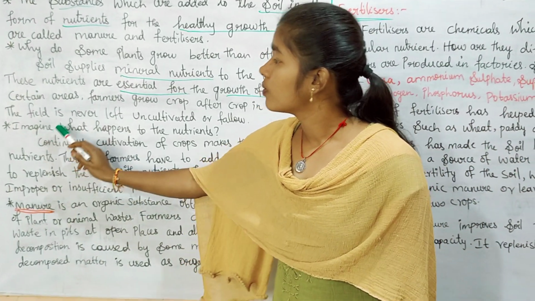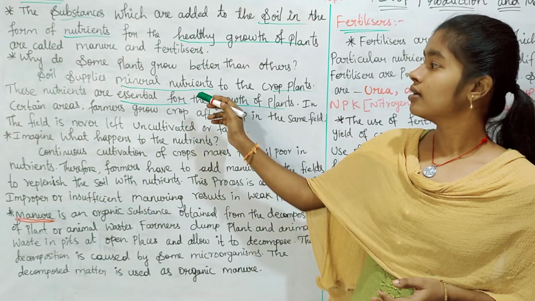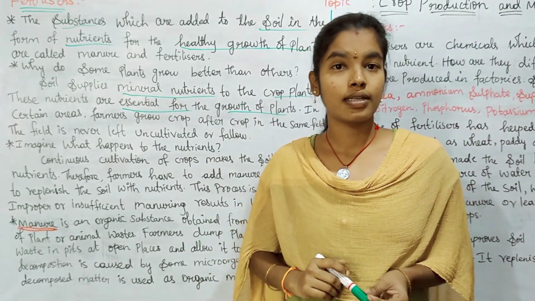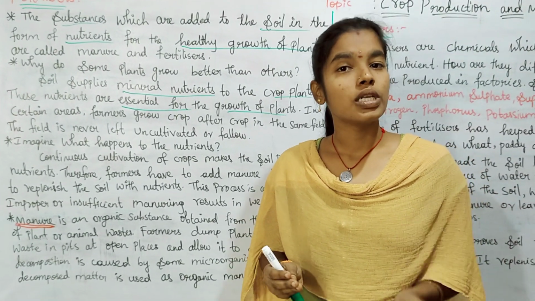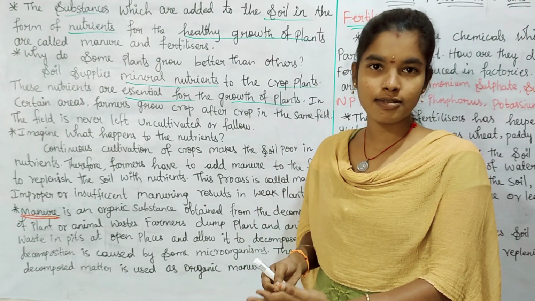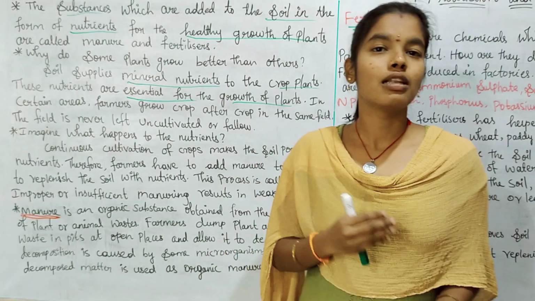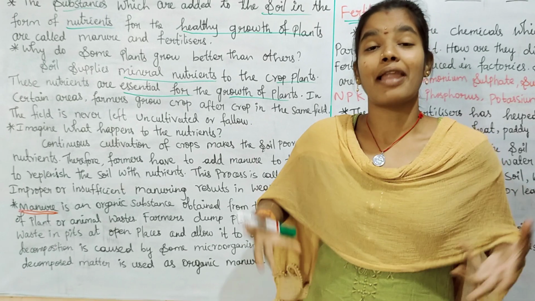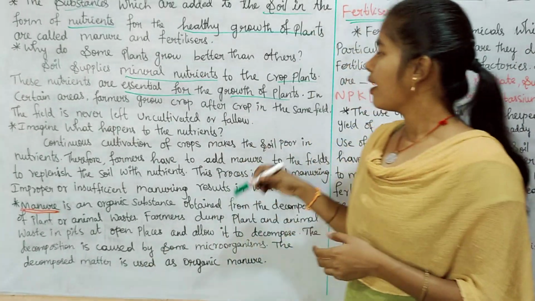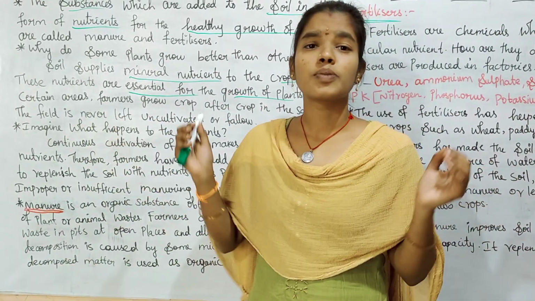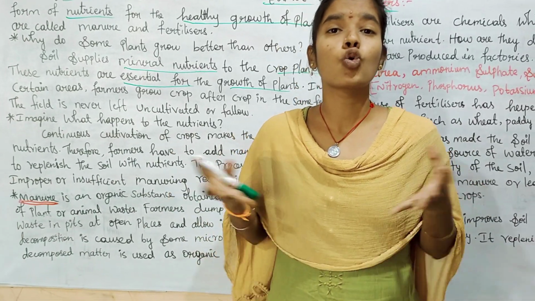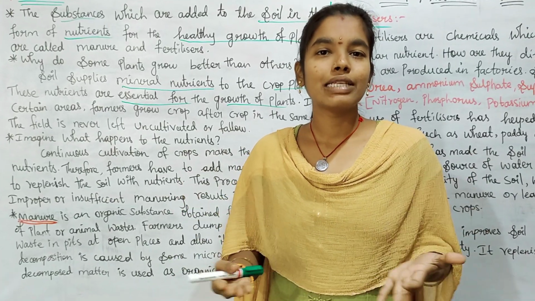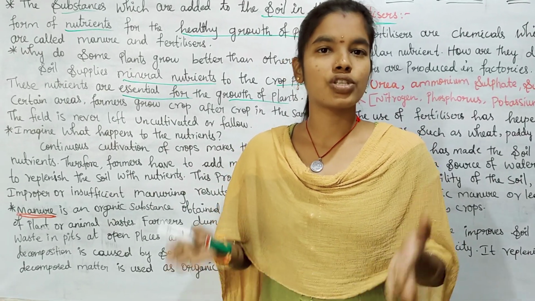So the first question: why do some plants grow better than others? Soil supplies minerals and nutrients to those crop plants. These nutrients are essential for the growth of plants. They absorb those nutrients and the plants grow very healthy. And in certain areas, farmers grow crop after crop. Once one crop cultivation is over, they immediately do another crop cultivation in that same area.